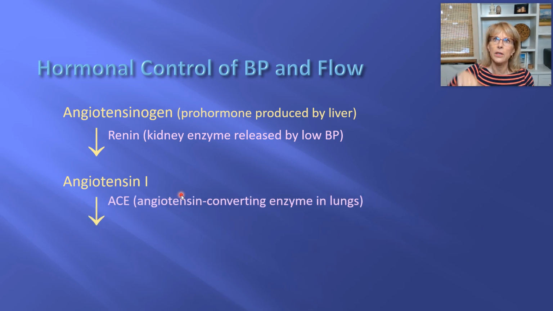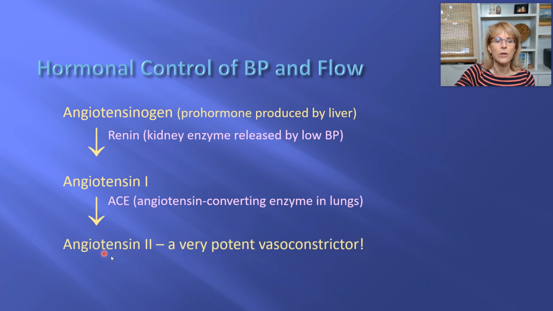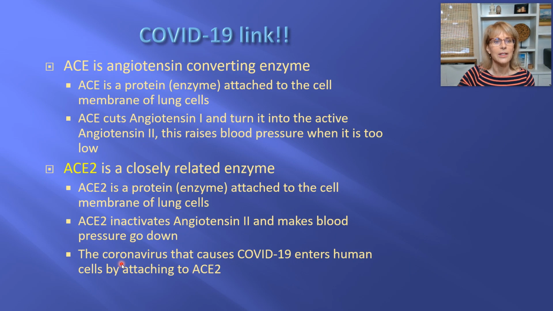Angiotensin 1 is circulating in the blood. When that blood gets to the lungs, it will come in contact with an enzyme that is displayed on the surface of lung cells called ACE, and that will turn angiotensin 1 into angiotensin 2, which is a very potent vasoconstrictor. Angiotensin 2 will not only cause vasoconstriction, which raises blood pressure, but it will also induce the release of aldosterone from the adrenal cortex.